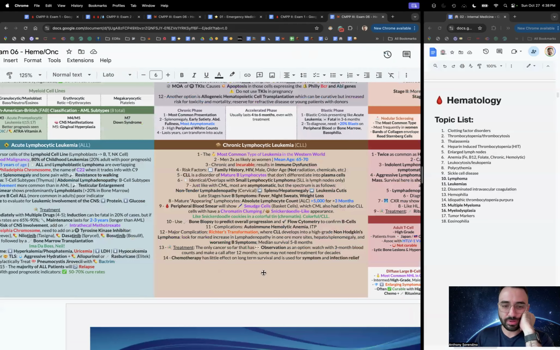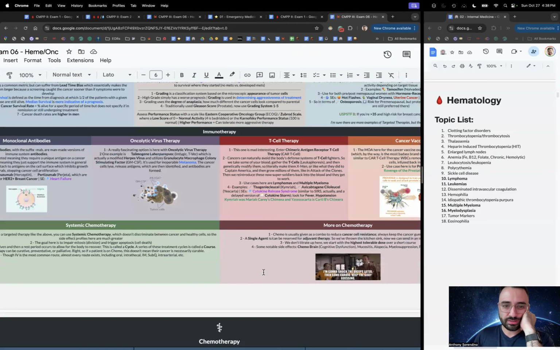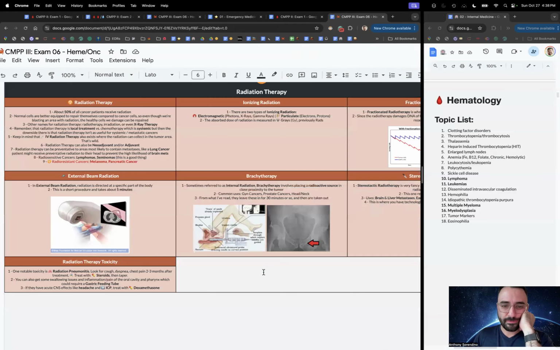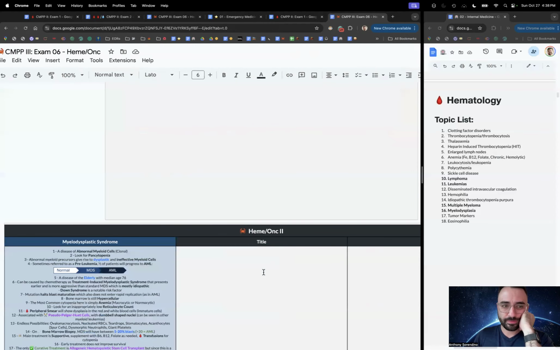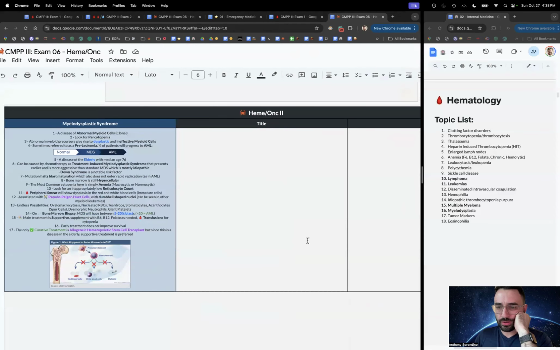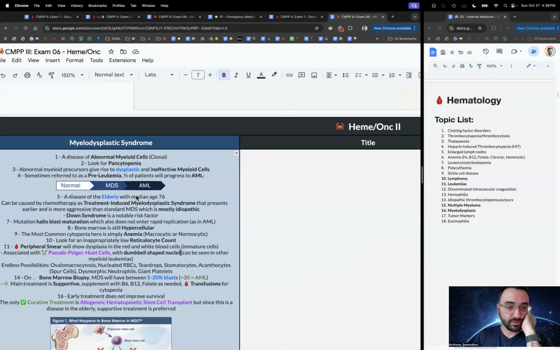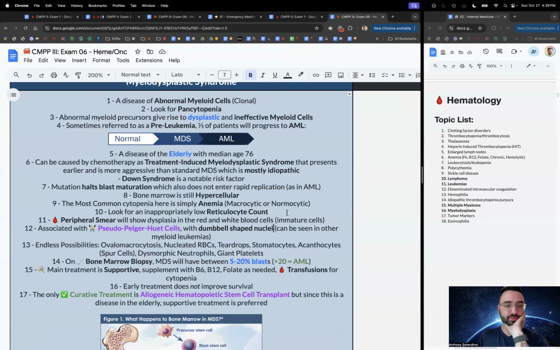It's probably just going to be really big picture things. Let's see what else is important here. Yeah, I don't know what myelodysplastic syndrome is. Couldn't tell you one thing about this.